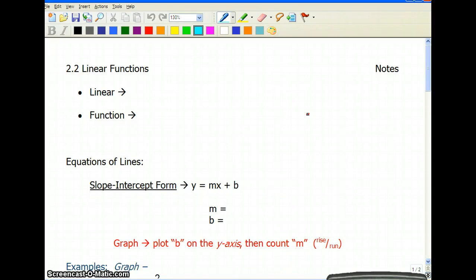All right, 2.2 linear functions. Now this is the note sheet you need to be filling out either after you're done listening to this, or you can be doing it at the same time.